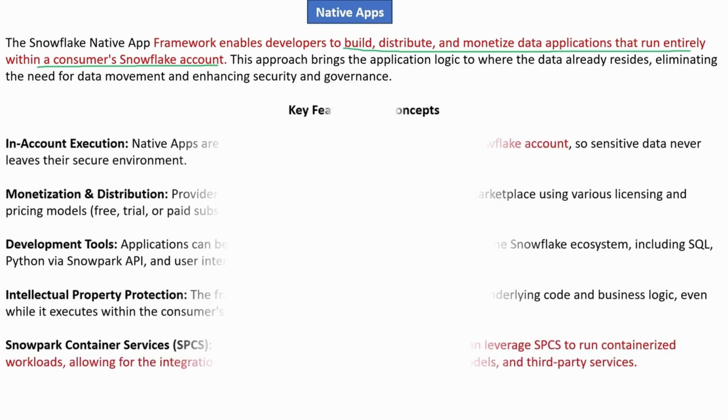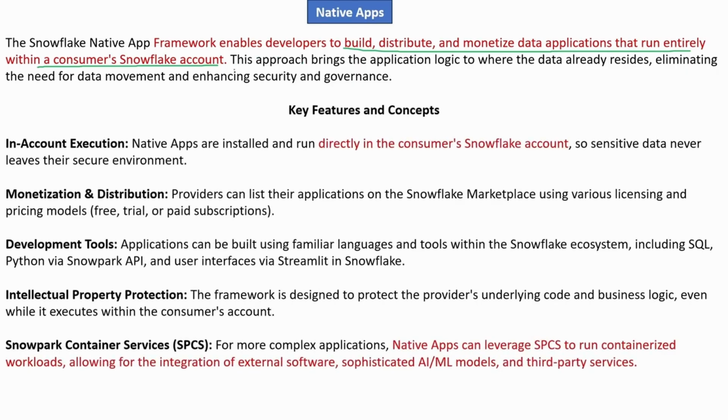If we talk about key features and concepts, the biggest key feature is in-account execution. Native apps are installed and run within the Snowflake account, so all the sensitive data never leaves the environment. Second is monetization and distribution. Providers can list their application on Snowflake Marketplace using various licensing and pricing models. Third is development tools. Applications can be built using familiar languages and tools within the Snowflake ecosystem, including SQL, Python, or Snowpark, and user interface via Streamlit in Snowflake.